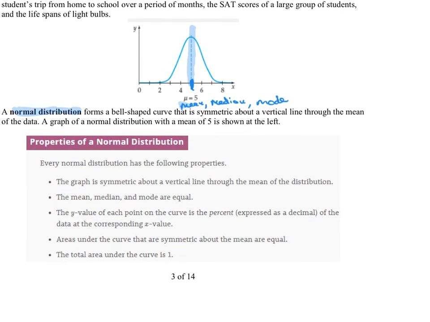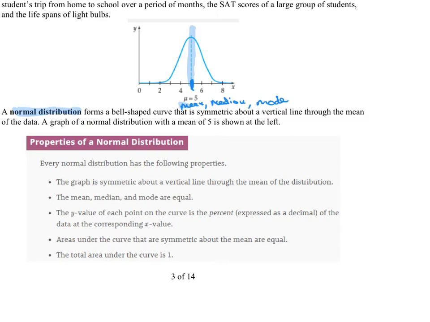So it says every normal distribution has the following properties. The graph is symmetric about the vertical line through the mean of the distribution. So what does symmetric mean? Symmetric means the same amount. So there's 50% below, there's 50% above. And if I go to any point, it's exactly the same. It's like a mirror image right at that mean, okay? So just as much below as above. It says the mean, median, and mode must be equal.